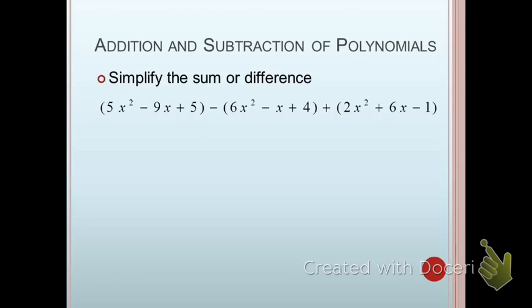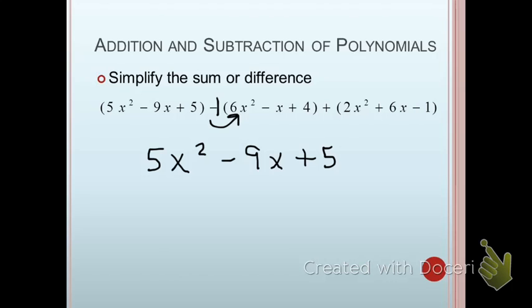In our final example, notice it's the middle polynomial that's being subtracted. So that's where we will have to change our signs. I'm going to put my negative 1 in front of that. Now first I'm just going to go ahead and write my 5x squared, my negative 9x, and my positive 5. And now I'll distribute my negative 1.